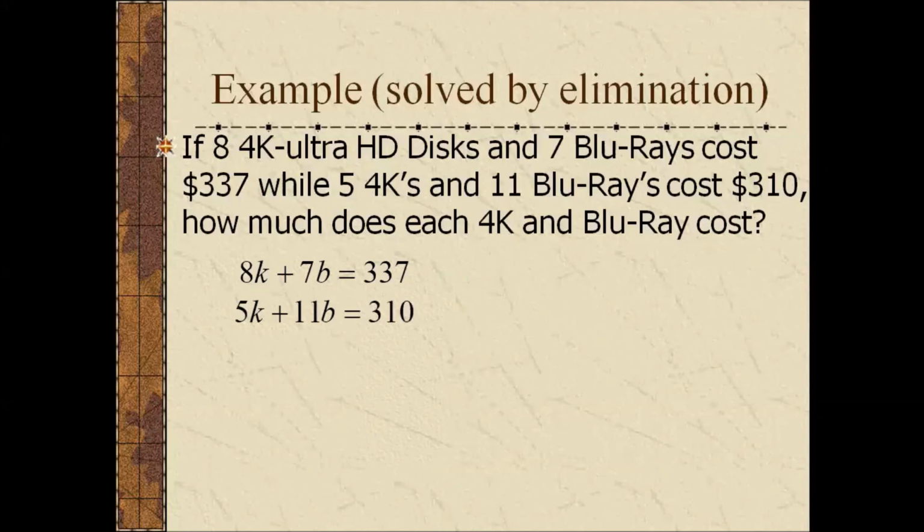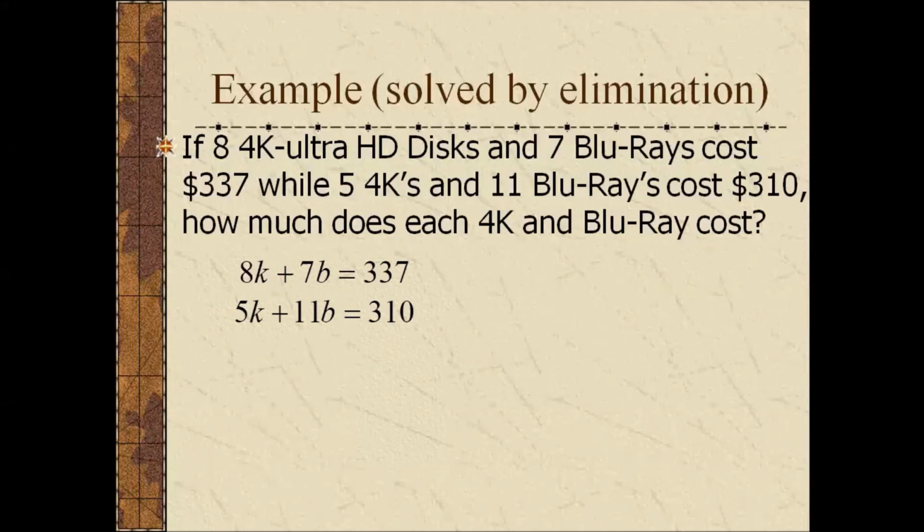Here's where we run into a bit of a problem. If I add one equation to the other equation, like we did in the last example, neither of these variables will cancel out. I'll get 13K, I'll get 18B. Neither one of them is 0. So we have to make some adjustments in order to make one of the variables cancel out. I'm going to choose to make the variable K cancel out, but you could just as easily make the variable B cancel out.